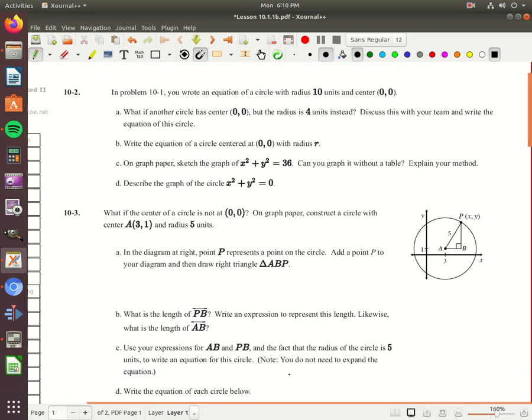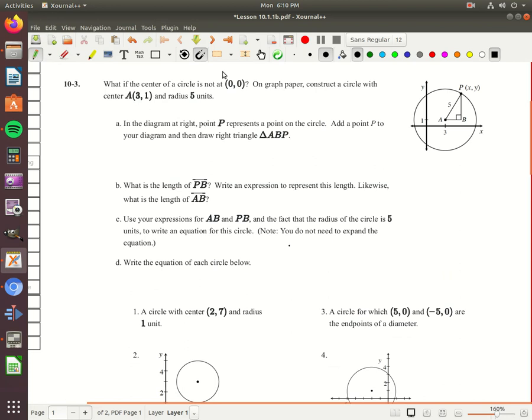Alrighty, so 10.3 says, what if the center of a circle is not 0, 0? On graph paper, construct a circle with center of 3, 1, which we have right here, with the radius of 5. It says in the diagram, point P represents a point on the circle. So it's any point on the circle we just randomly called x, y.